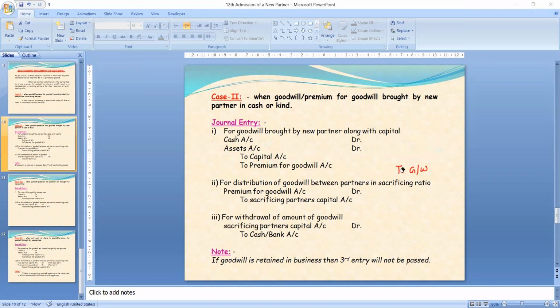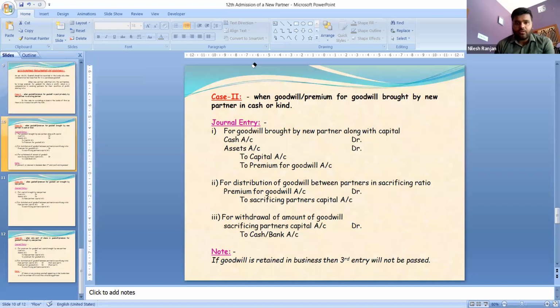Now, if goodwill is brought by the new partner along with capital, so the new partner is bringing capital and goodwill both, then cash account debit, assets account debit, to capital account, to premium for goodwill. The next one is when premium for goodwill is brought by the new partner, then we have to distribute the premium between partners. Capital cannot be distributed, but premium has to be distributed.